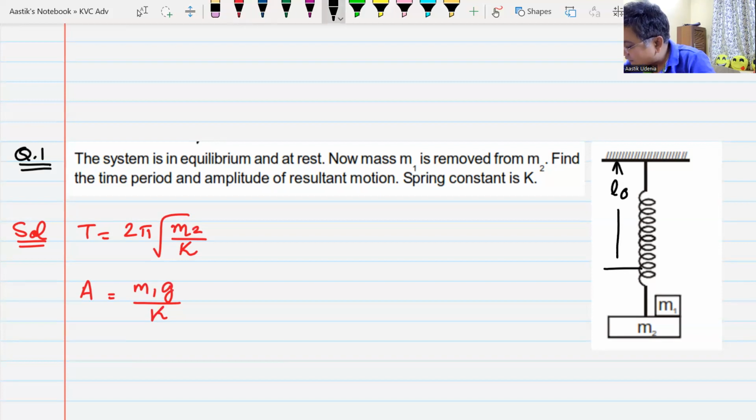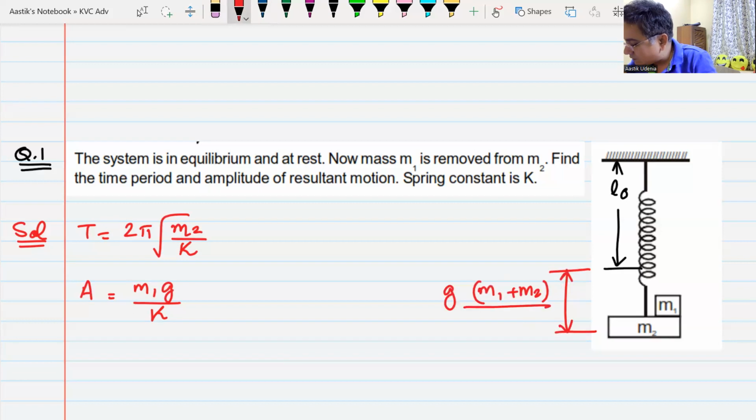This is L naught and it is extended originally. How much is the original extension? If I call this the original extension x1, this original extension will be (M1 plus M2) g by K. Now, when you remove this M1, the equilibrium position will be somewhere here, x naught, and this x naught will be equal to M2 g by K.